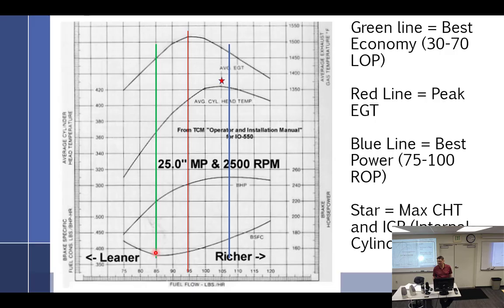And how different would that green line be versus the red line with the fuel economy? Fuel economy is 85 pounds per hour versus 95, so 10 pounds per hour. That adds up. That's like a gallon and a half, 1.2 over 3.